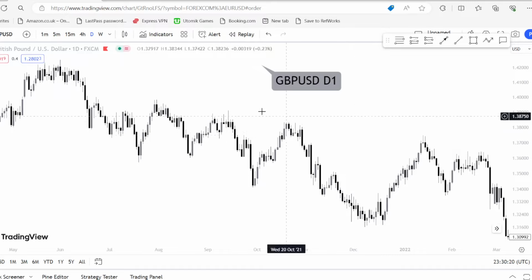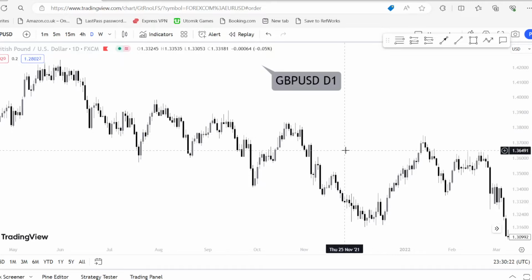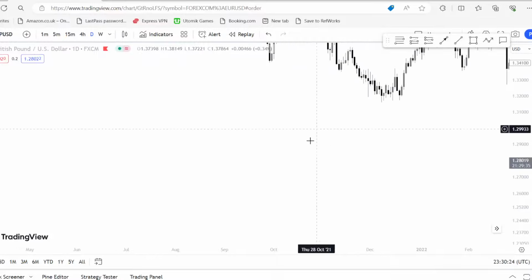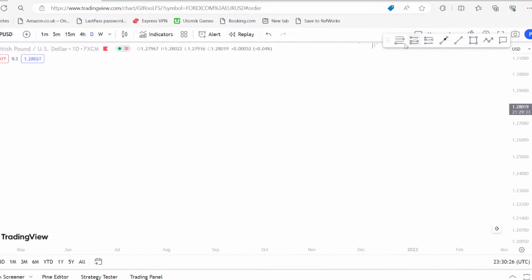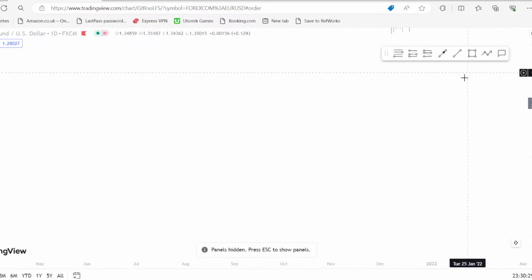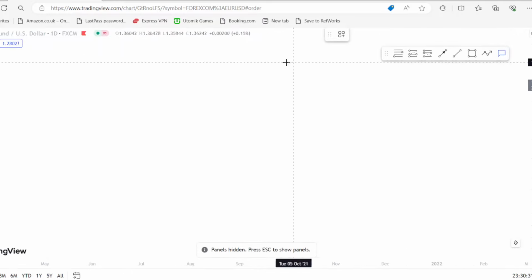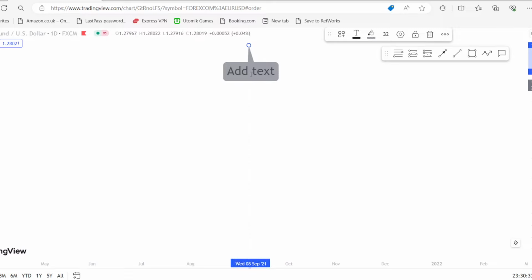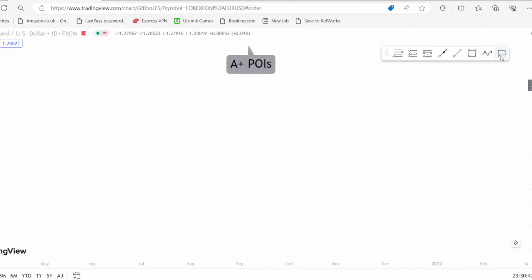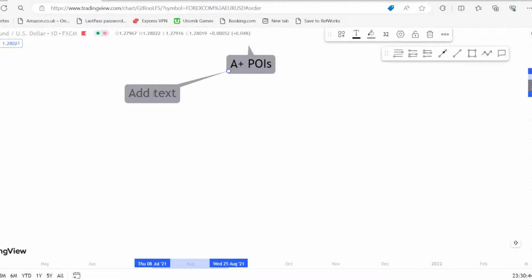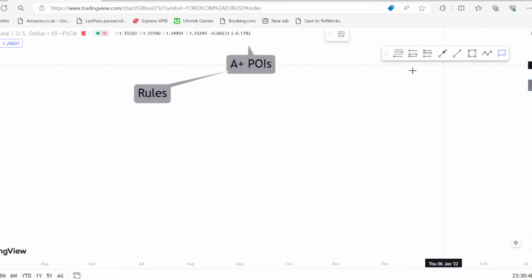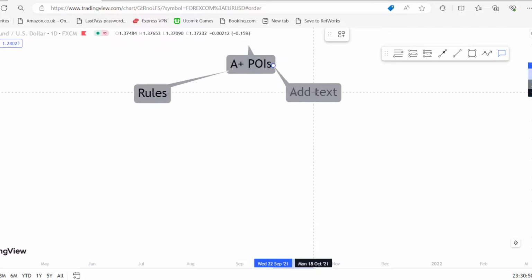So before we go and look at the live market, and before we go and chart up, essentially, I'm going to just dissect very quickly what I look for when it comes to a high probability POI. Now, when it comes to choosing a high probability POI, or like I like to call them, A plus POIs, there's essentially two categories that we're going to look at. When it comes to choosing POIs, we have two categories. The first category is our rules. The second category is our confluences.